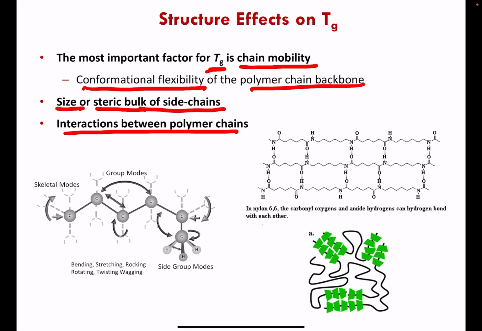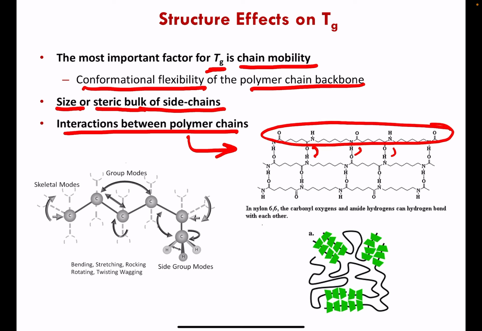So for that example here, we see hydrogen bonds in the nylon, a polyamide, nylon 6,6. And these hydrogen bonds present here would impede many repeats in the main chain from moving and rotating to favor a Tg. So hydrogen bonding here has increased the Tg in this nylon 6,6.